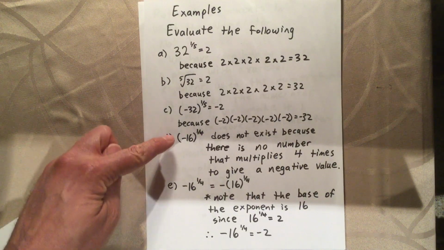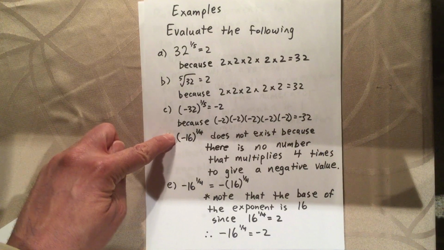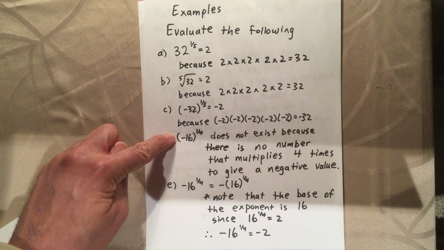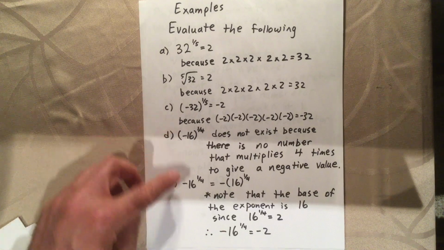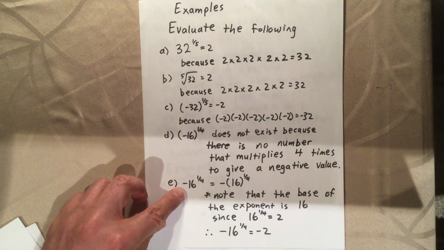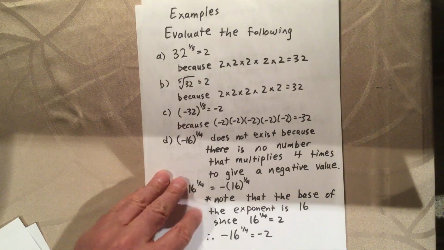So the moral of the story is if you have the negative symbol in a bracket, then that's included in the base of the exponent. But if it's not, then that's not included in the base of the exponent.